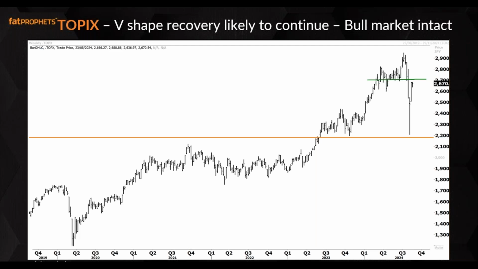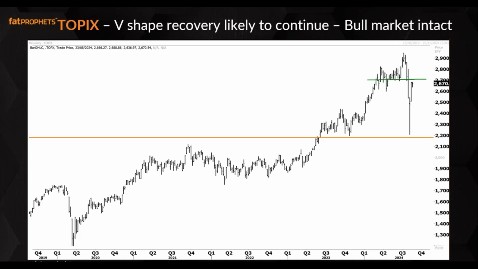We might see some consolidation now, but I think that 2,700 will probably be it over the short term, as we move into September, October. But I expect that to be surmounted before the end of the year. And I'd expect the Topix to be retesting those record highs within 6 to 9 months.